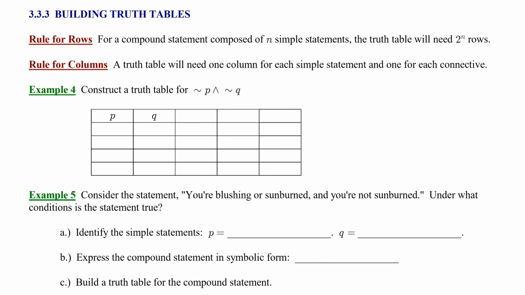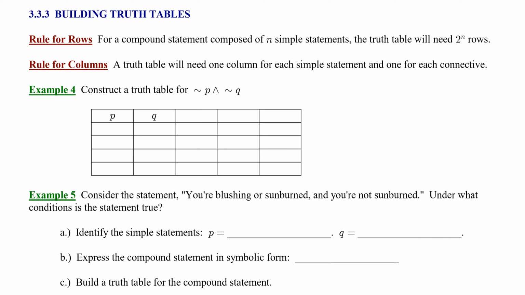How do I determine if a compound statement with a combination of connectives is true? Well, we build a truth table for it. We consider every single possible case of truth values for the simple statements, and using the rules of the connectives, we determine the truth value of the more complicated compound statements.